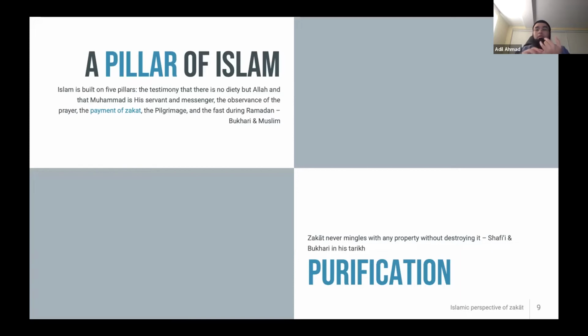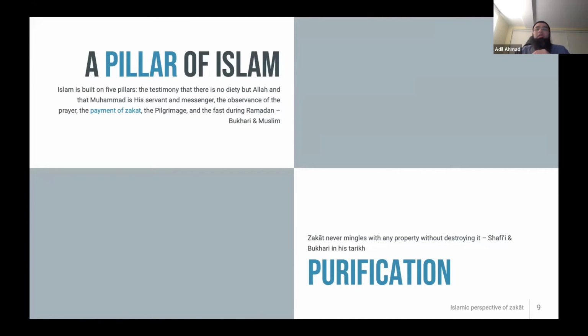Yes, so the hadith is straightforward. This is an authentic hadith that Islam is built on five pillars. First is shahada, that there's no deity worthy of worship but Allah, and that Muhammad sallallahu alaihi wasallam is his servant and messenger. Establishing salat, payment of zakat, the point which we are particularly addressing today. Hajj and Sawm of Ramadan, pilgrimage, making Hajj and fasting in the month of Ramadan.